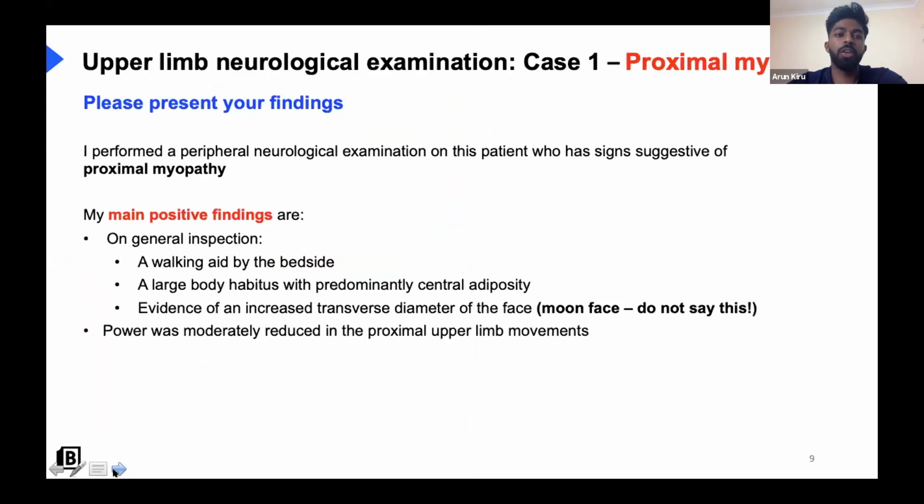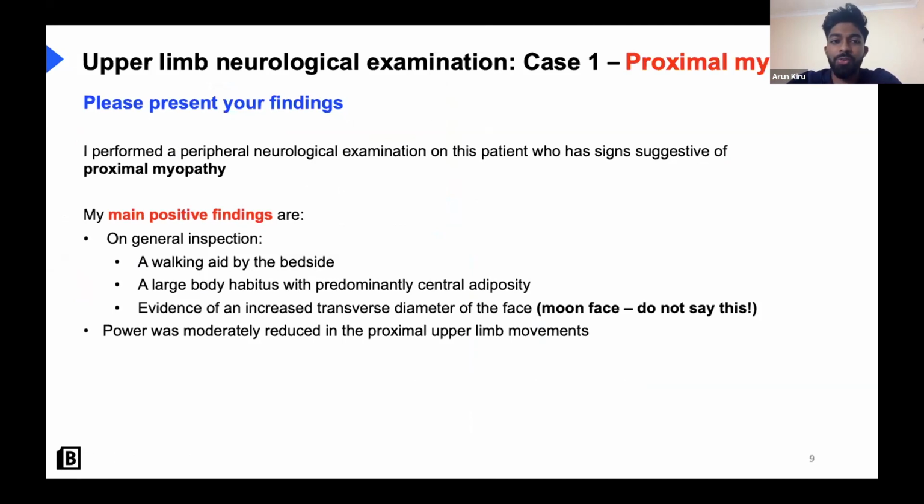Okay, so how would you present these findings? I performed a peripheral neurological examination on this patient who has signs suggestive of proximal myopathy. We start with that introductory sentence and we try and commit. I always like to say suggestive of, because I think you can never say for sure.